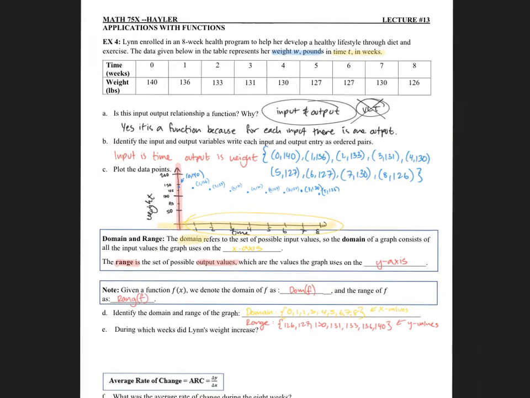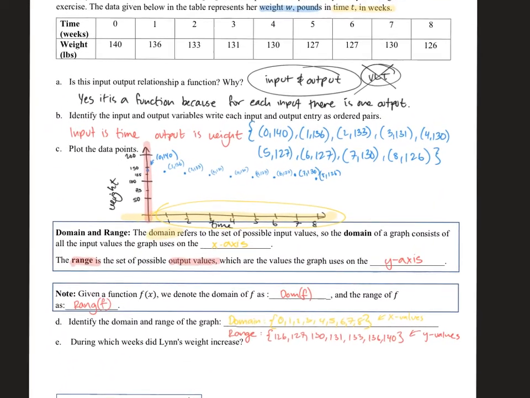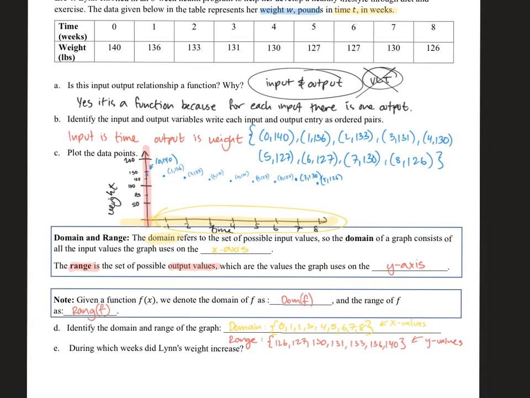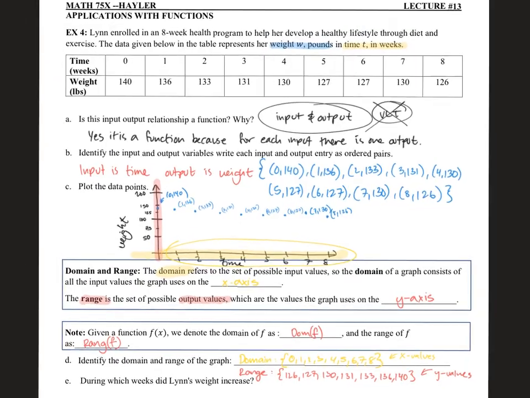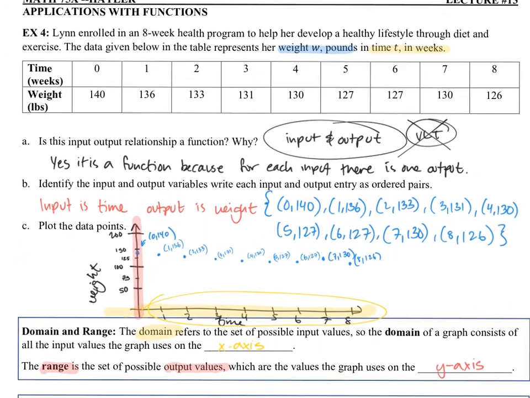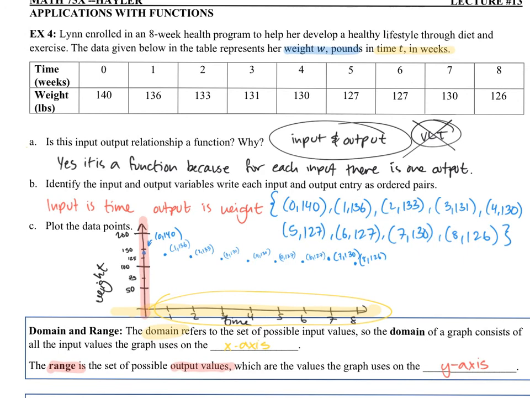Alright, so almost last and final question. During which weeks did Lynn's weight increase? We could look back at our chart, or we could look at our graph here. Where did our dot go from going downwards to popping back up? Well, the week that it popped back up was right here. The graph went from being down to up. That was from the 6th to the 7th week.